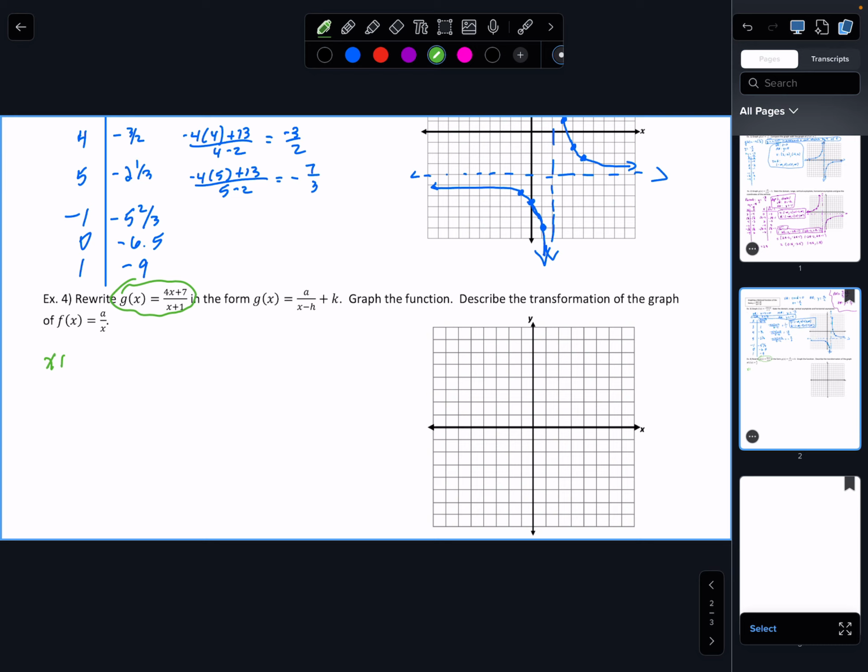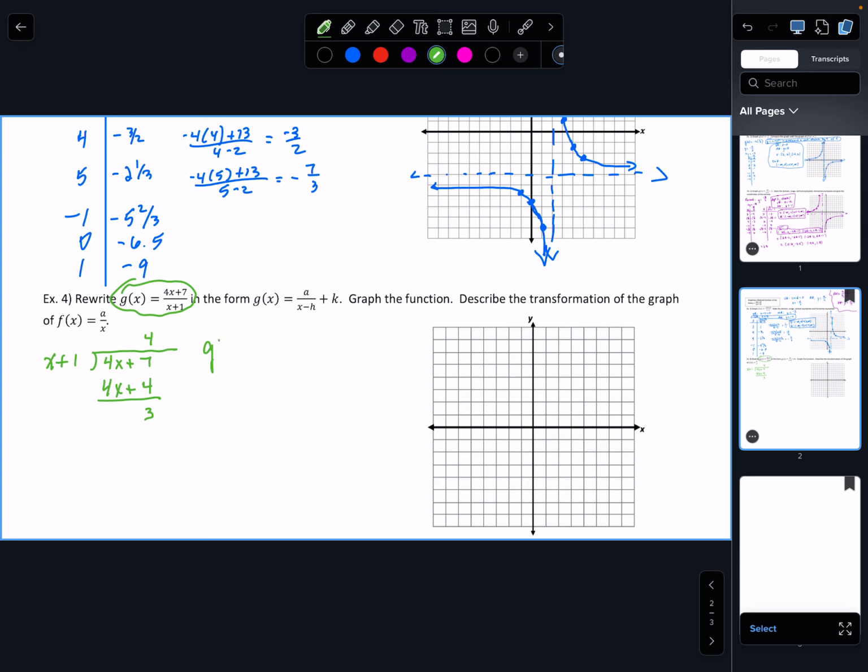And so we are going to take x plus 1 and divide it into the 4x plus 7. And then I need this x to match this 4x. That's how you make your decision. I need to multiply by 4. So we're going to put a 4 up here, multiply by 4. And then subtract, and we get a remainder of 3.